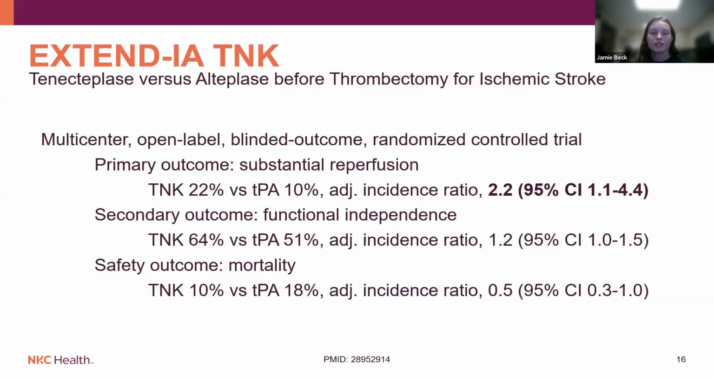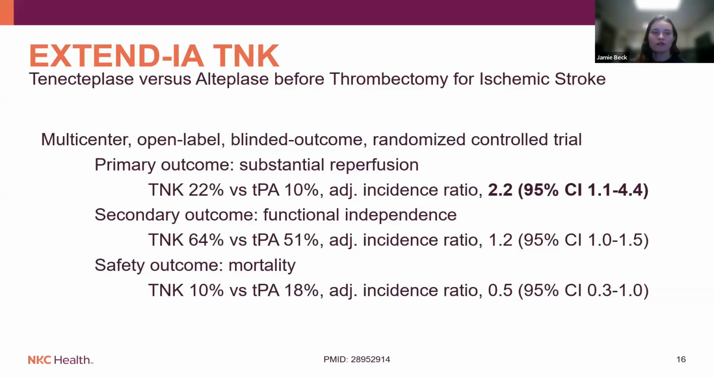Their primary outcome was substantial reperfusion, which they defined as the restoration of blood flow to greater than 50% of the involved territory, or an absence of retrievable thrombus in the target vessel whenever they did the initial angiographic assessment. This occurred in 22% of patients receiving Tenecteplase and 10% receiving Alteplase. Their adjusted incidence ratio for superiority was 2.2, which was a statistically significant difference. Something important to point out is patients that did achieve substantial reperfusion for the primary outcome did not undergo thrombectomy in the EXTEND-IA TNK trial.